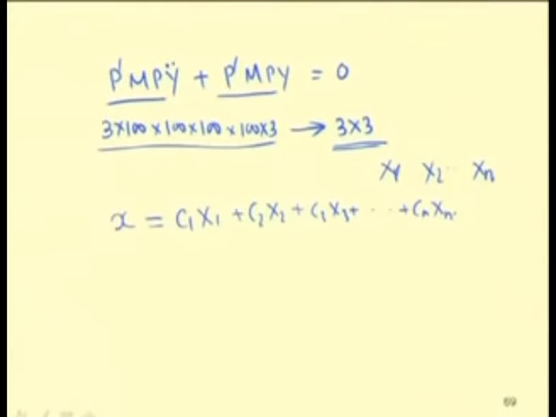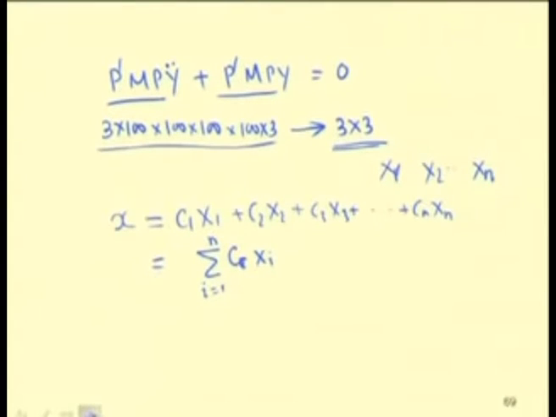If we are considering n number of modes, then the resulting free vibration of the system can be written as the summation, i equal to 1 to n, of Ci xi, where Ci is the modal participation of that particular mode. One can find this modal participation by using the eigen properties of the system.